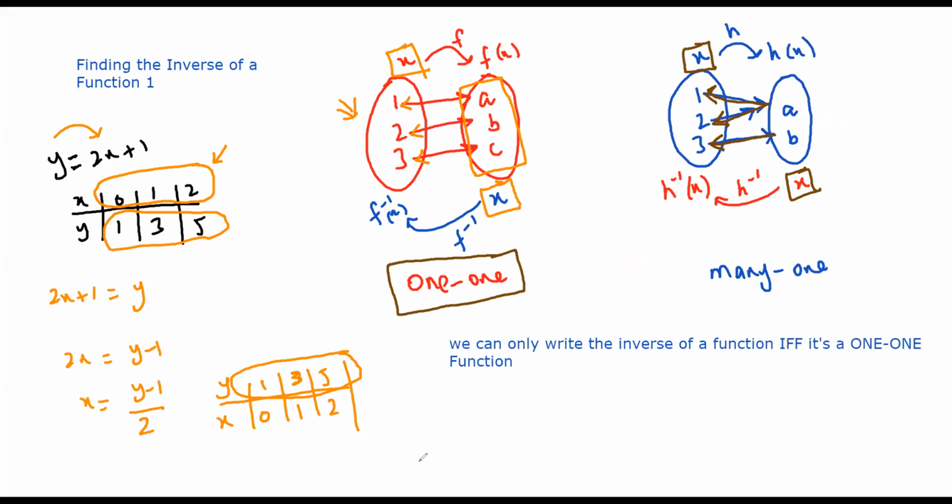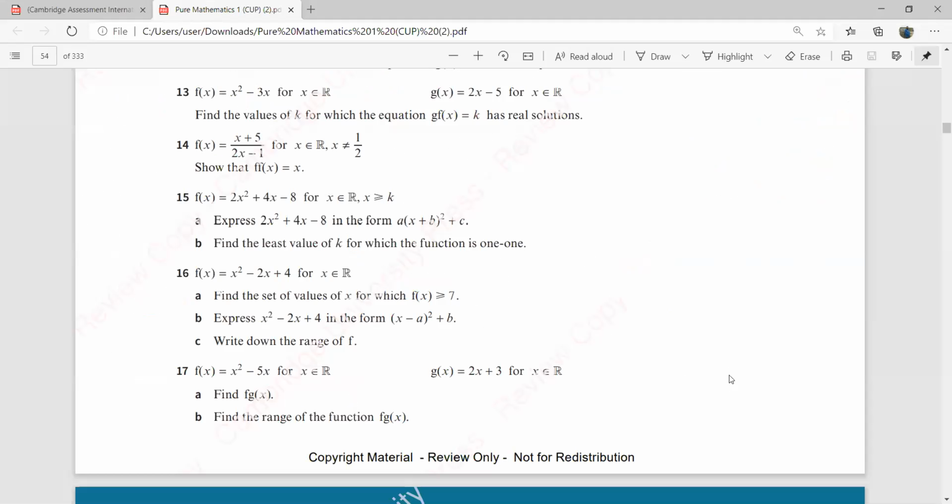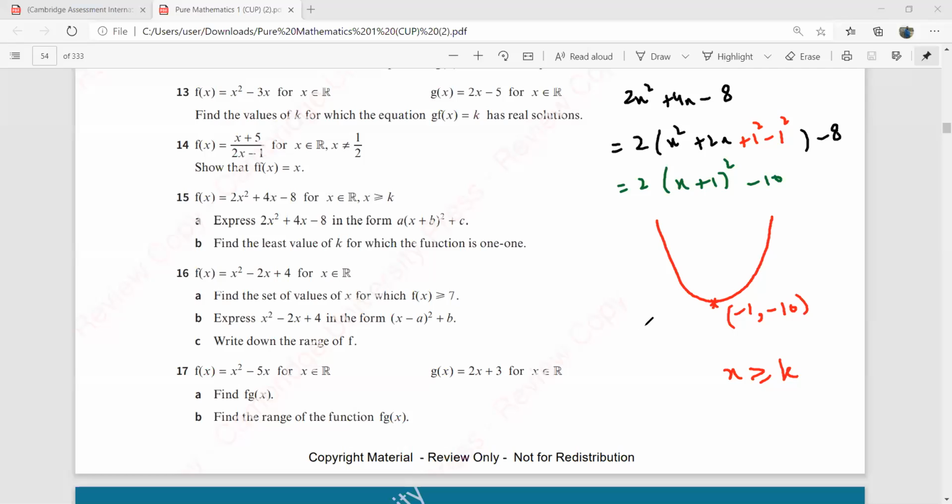Let me go back to this question here, question number 15. It says express all of this in the form. Let's do that quickly. Now, this was question F in the 15th question. So since this is about a one-to-one function, it says find the least value of k for which the function is one-to-one.